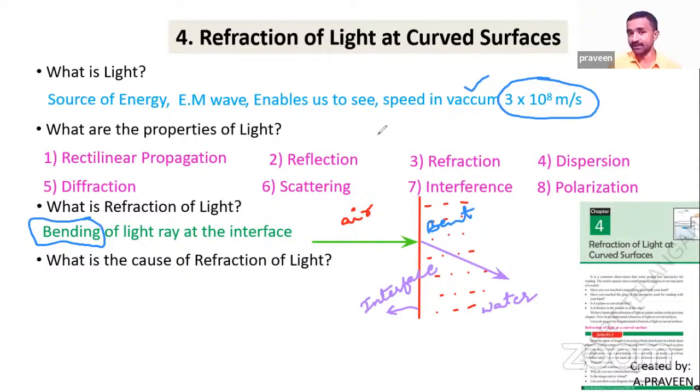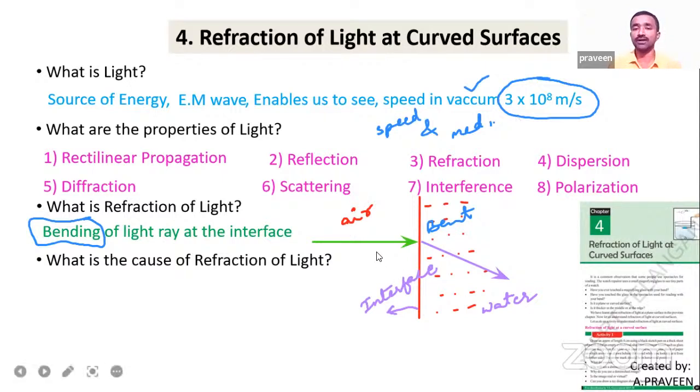So why is it changing? Maybe there is a change in the speed of light and a change in the medium. In a vacuum, light propagates with a speed of 3 into 10 to the power 8 meter per second. In any other medium, the speed of light decreases. So light propagates with less speed. According to Fermat's principle, light deviates from its path to choose the least-time path, due to the decrease in speed.